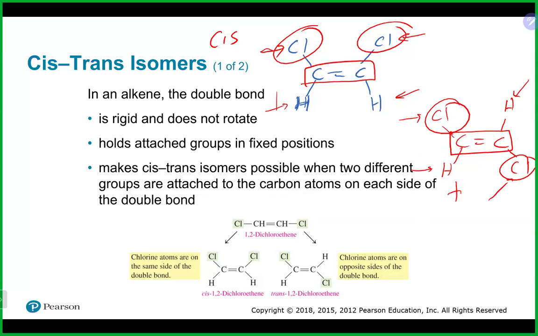How do we incorporate that into the name? Well, frankly, you write cis in front of the name, or you write trans in front of the normal name that you do, and you just name it normally. So this guy here would be trans 1,2-dichloroethene in this case. And the top guy would be cis 1,2-dichloroethene. You basically just pop the cis or the trans in front of the name.